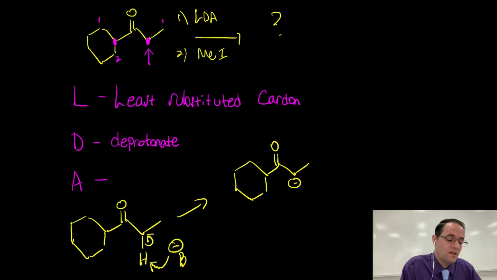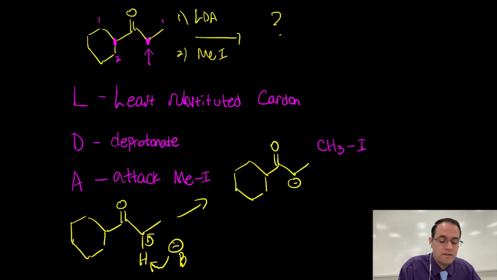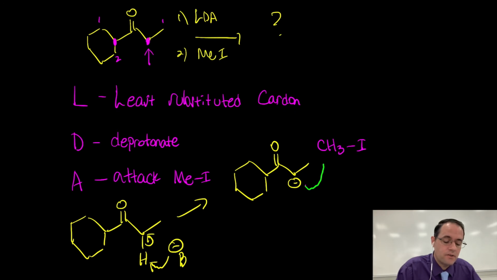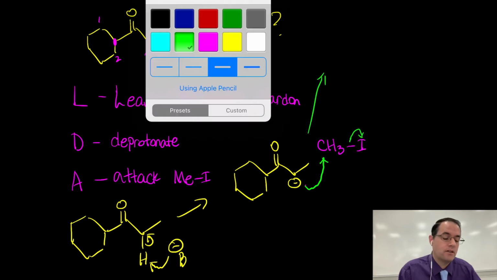Now, what does A stand for? A stands for attack. This is the attack step. You want to attack your alkyl halide. In this case, it's methyl iodide. So let's draw that out, CH3I, and let's draw our nice little curved arrows here. And this is an SN2 reaction. It's an SN2 attack. And that's going to give us the final product, where, of course, the methyl group is now on the right carbon.